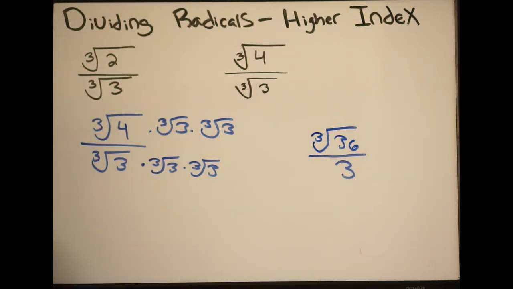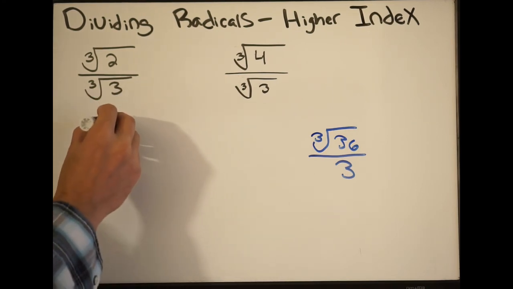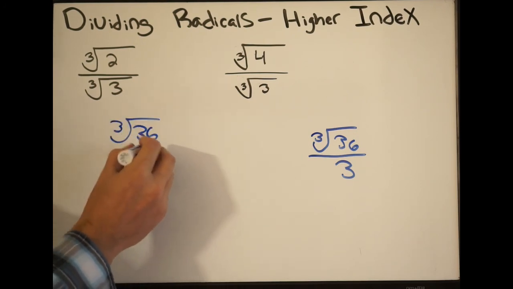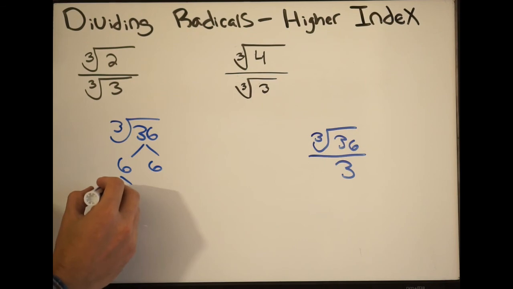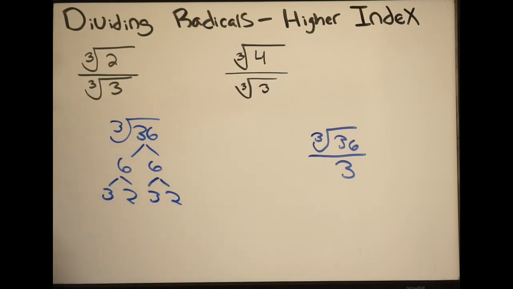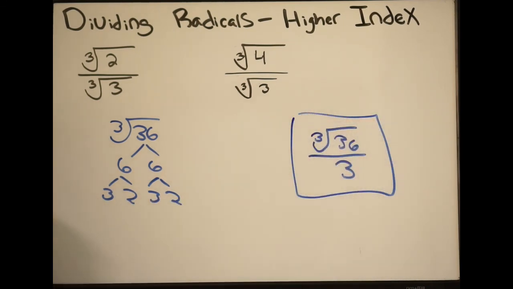Okay. And now let's just see if we can break this down on the numerator. So I'm going to go ahead and erase this. So we have the cube root of 36. Just trying to break this down, we get 6 and 6, 3 and 2, 3 and 2. So if I'm looking at my prime factors now, I do not have 3 of the same number, so nothing can come out. So this here is going to be your final answer. Okay? So that is dividing radicals, and in particular, higher index radicals.